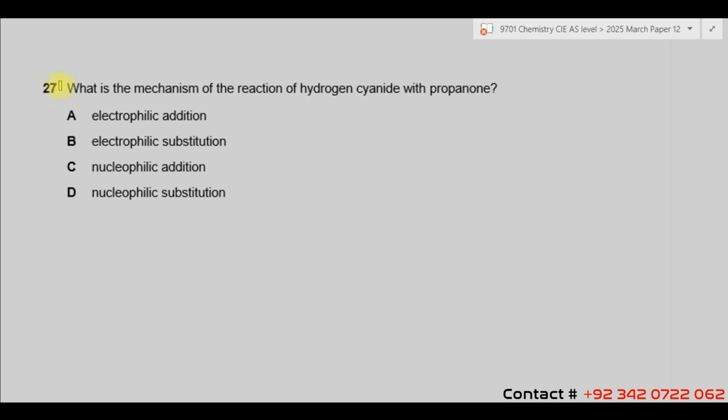Question 27. What is the mechanism of the reaction of hydrogen cyanide with propanone? So we have a ketone and HCN. Propanone is a 3 carbon ketone, CH3, C double bond O, CH3. HCN can react in this way.